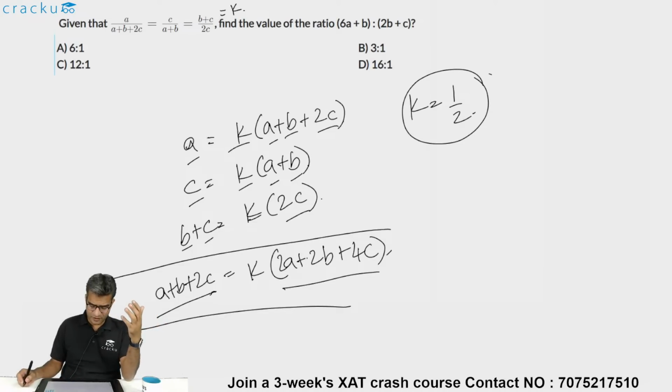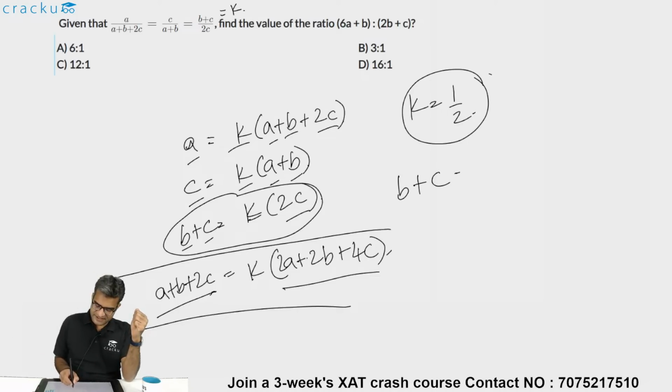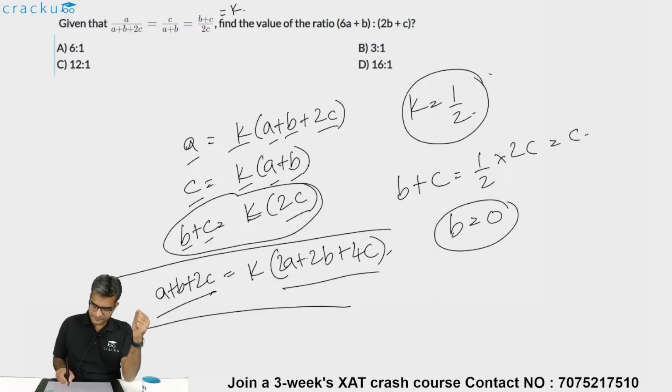Once you know that k is equal to 1 by 2, you can try to calculate the values. For example, from here, we can calculate that b plus c is equal to k, which is 1 by 2, into 2c, which is actually equal to c. So the value of b is equal to 0. Once you know that b is equal to 0, from this particular equation, we will get that c is equal to 1 by 2 into a, or the value of a is equal to 2c.